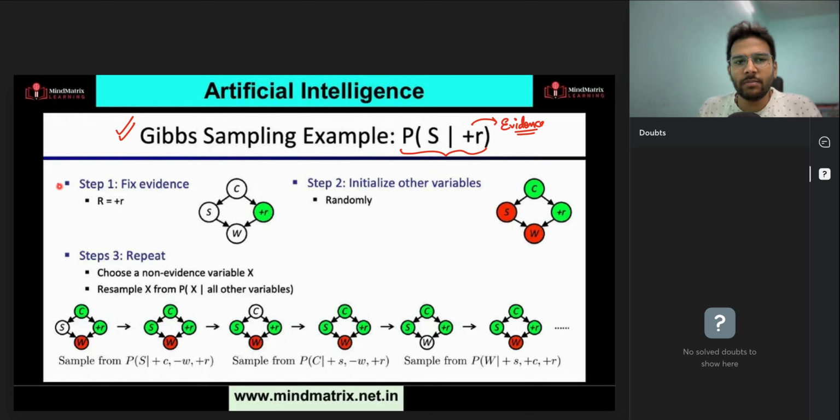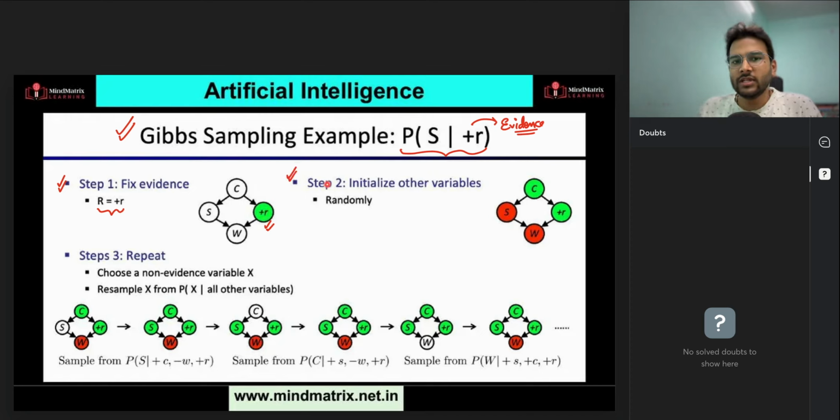Now, what is the first step? The first step is very simple. You fix the evidence, as mentioned in the procedure. And what is the evidence? R is equal to plus R. So you can see here you have fixed it. Now you are not going to change from plus R to minus R. And this is the evidence you are going to consider.